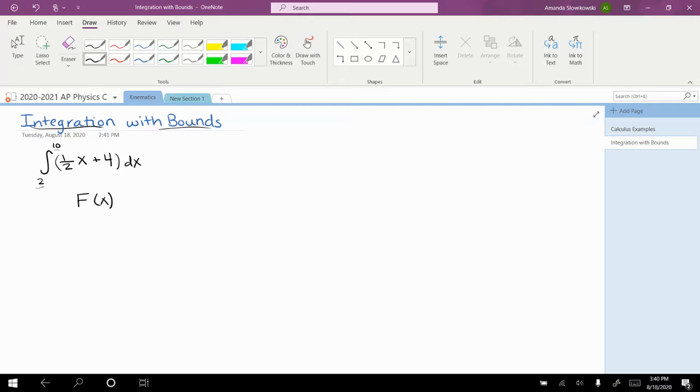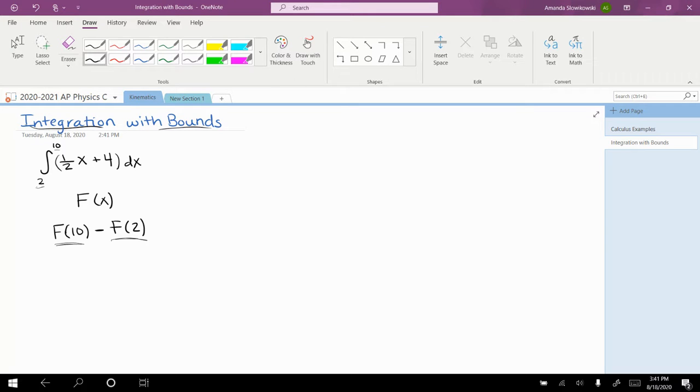And what you're going to do when you get that function is you're basically going to substitute 10 into the function, and then you're going to substitute 2 into that function, and you're going to take the difference between those. Okay, it's very important that the number at the top is what goes in first, and then the number at the bottom is what goes in second. All right, so this is how you find the area under the curve.